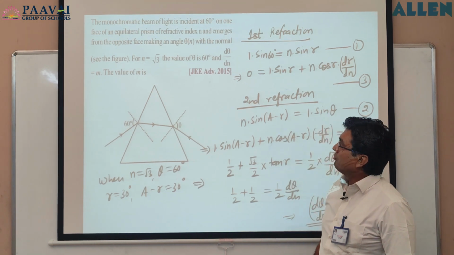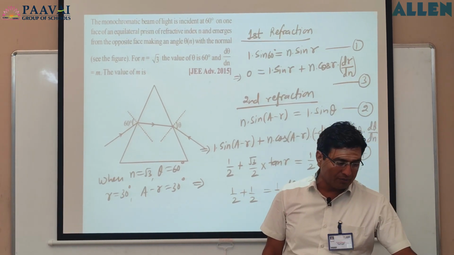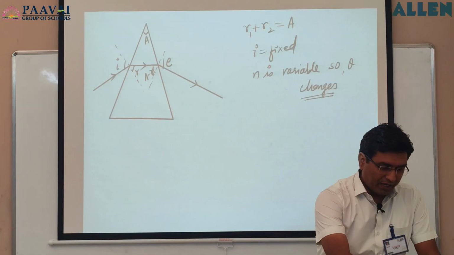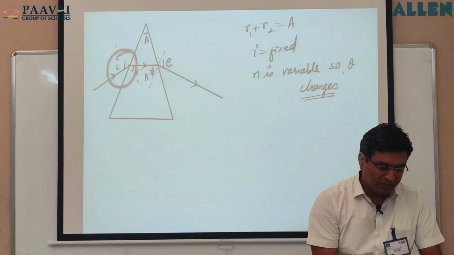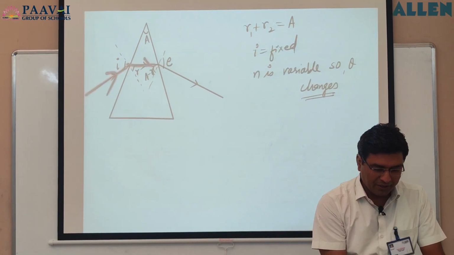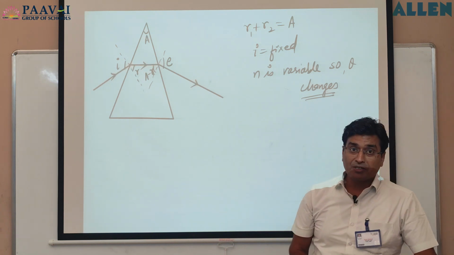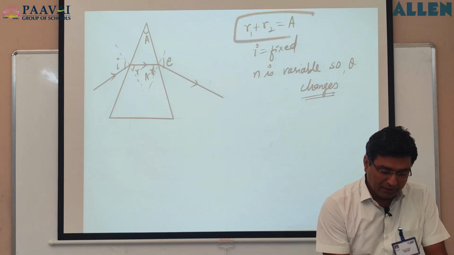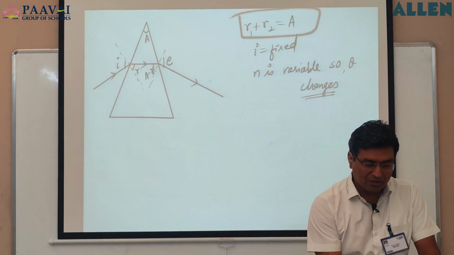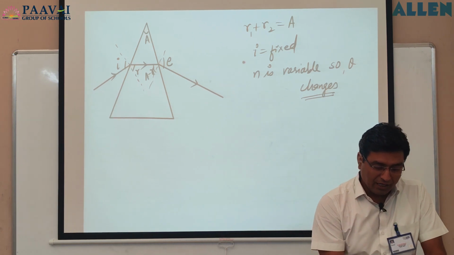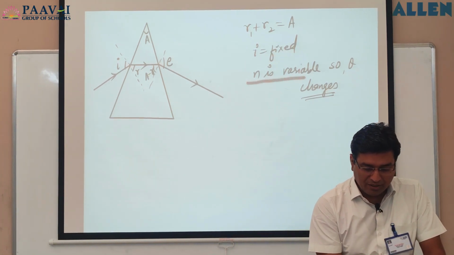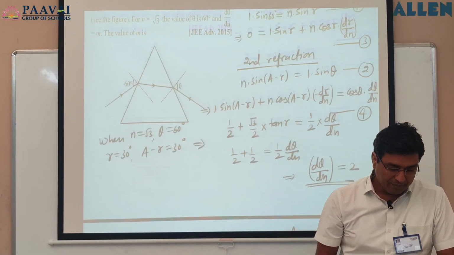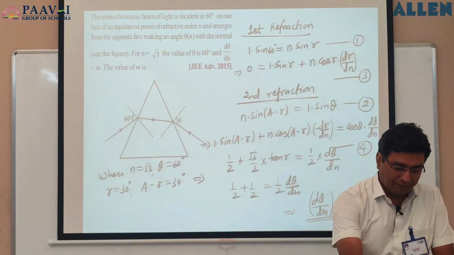So, what we can see is the basic part of the prism. As you can see on the screen, we have the angle of incidence, this is the incident ray, the refracted ray, and this is our emergent ray. In this case, we know one fact: the sum of the two angles of refraction is nothing but the angle of prism, and here the angle of incidence is fixed. As n is variable, theta will also change.